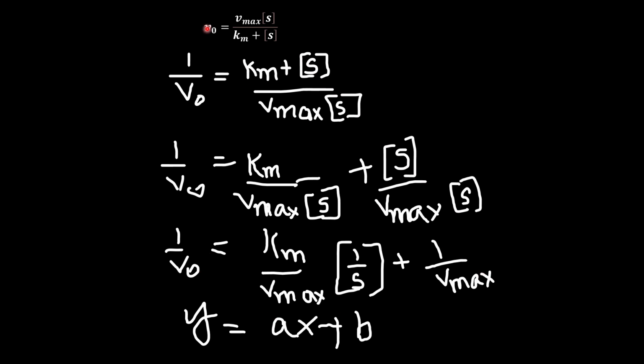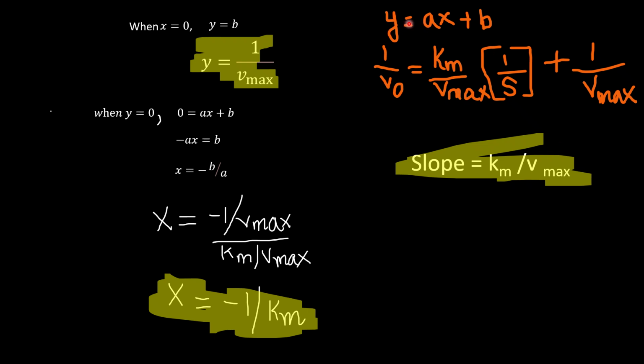We are first taking the reciprocal, then rearranging it. So this is the equation, y equal to ax plus b, that is 1 by V0 is equal to Km by Vmax into 1 by substrate concentration plus 1 by Vmax. From this equation we have to find the intercepts. To find y, we first take x equal to 0. When x is equal to 0, y equal to b. b is nothing but 1 by Vmax. So y equal to 1 by Vmax.